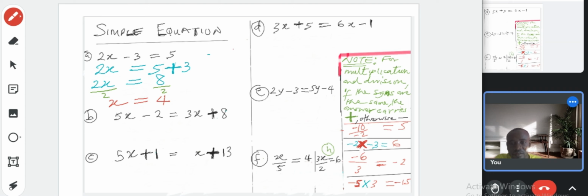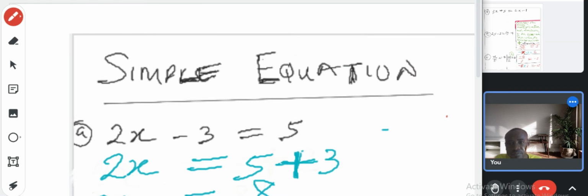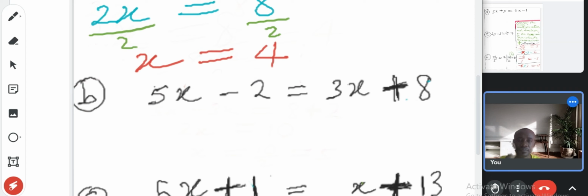Alright, that's the answer. Let's go to the second question. Let me zoom it in a bit. The second question, B, what do we do? Minus 2 to the other side and 3x to the other side. Good. I move minus 2 to the other side, and then also move 3x to this side.